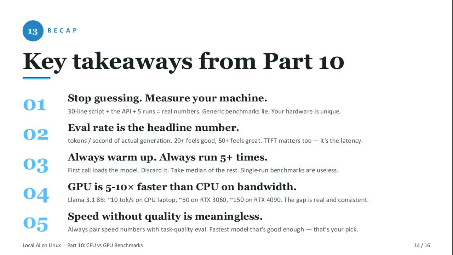So let's pull the threads together. Stop guessing and measure your own box. 30 lines of script against the API, 5 runs, and you've got numbers no generic benchmark can give you. Eval rate is your headline, but always warm up first and take the median. Throw away that cold start call. Expect GPUs to land 5 to 10 times ahead of CPU on bandwidth-bound work: 10 tokens per second on a laptop, 50 on a 3060, around 150 on a 4090. And never forget, the fastest model that's still good enough is the right one. Speed without quality is just noise.